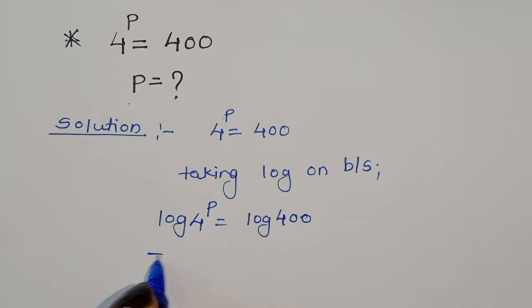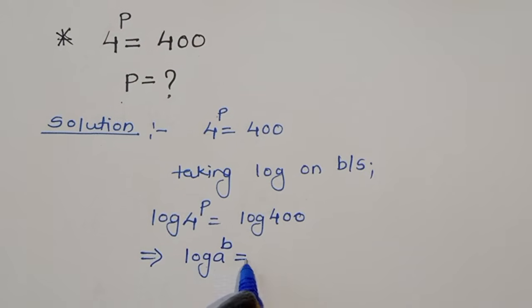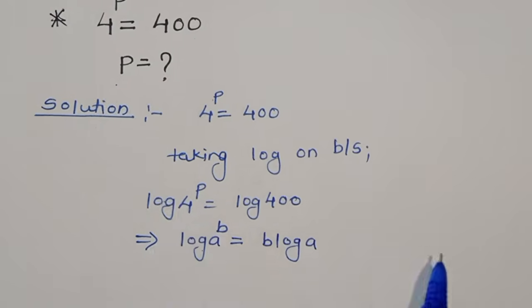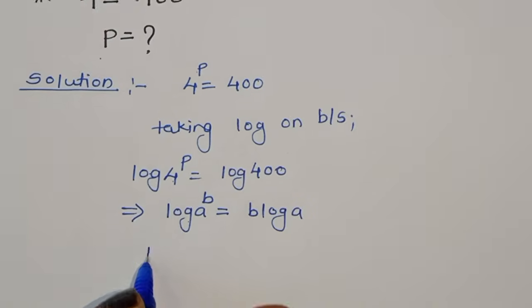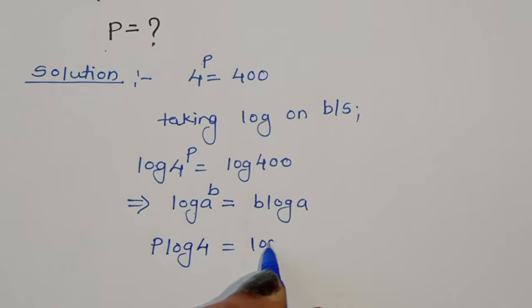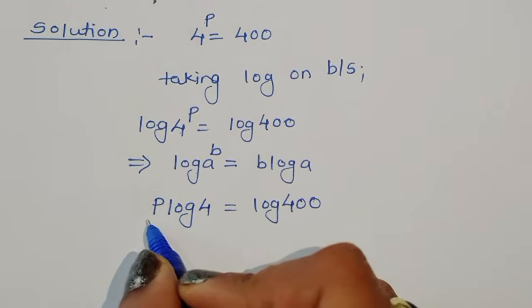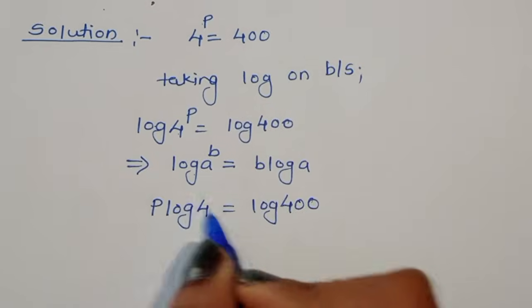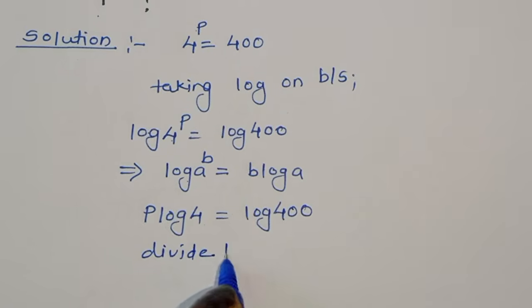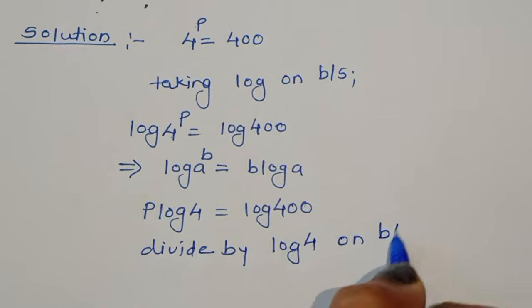Now we know one formula: if log of a power b is given, the value will be b log of a, right? So we can write p log of 4 is equal to log of 400. Now we have to find out the value of p, so we can divide by log 4 on both sides to cancel this log 4.